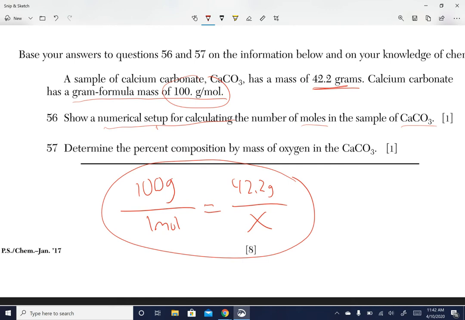But for those of you who want to see something different, like if you're going to take AP Chem, this sometimes makes sense, doing dimensional analysis here. You would do 42.2 grams times 1 mole over 100. Grams cancel, and you would get moles on top. So that would be your answer. But you don't need to do that. Forget that. This is how I taught it, so that's how we would do it on here. Okay.